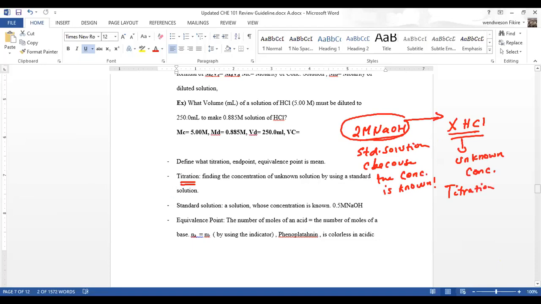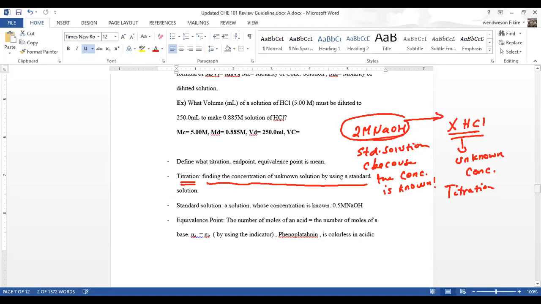And its definition is right here: finding the concentration of the unknown solution by using a standard solution. Standard solution means a solution whose concentration is known. Once the concentration is given to you, that's called a standard solution.